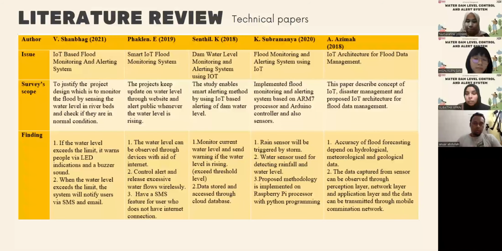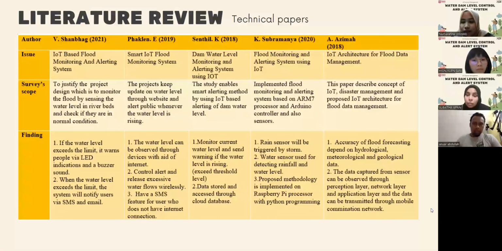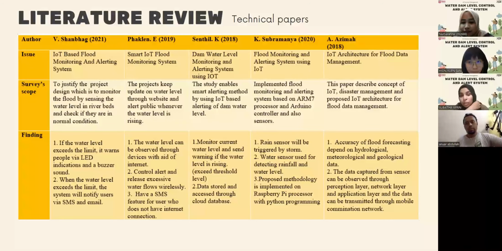And the next one is about an IoT flood monitoring system, which keeps updating the water level through a website and alerts the public whenever the water level is rising. The methodology discusses the compilation of data input and making it available to the public. And the third one is dam water level monitoring and alerting system using IoT, where the study enables a smart alerting method by using IoT-based alerting of dam water level.